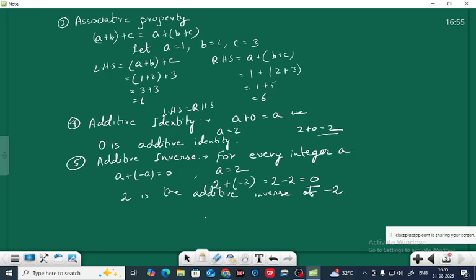And also it can be said that minus 2 is the additive inverse of 2. Both are correct, right? And the next one, we will learn about the properties of multiplication of integers.